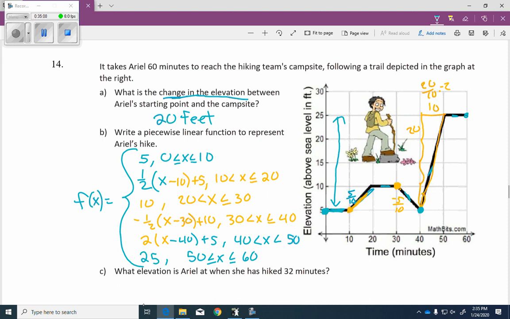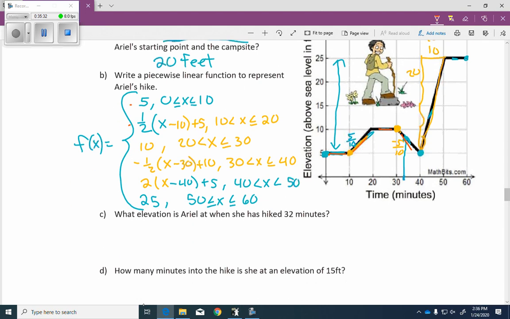What elevation is Ariel at when she hiked 32 minutes? So I like to look at my graph for my answer, but it really is difficult for me to see what that exact point is. So I can see on the graph that it's in the 1, 2, 3, 4th piece. So I'm going to use my 4th piece, the negative 1/2 times x minus 30 plus 10. I'm going to use that equation and substitute in 32 for x because x represents minutes.